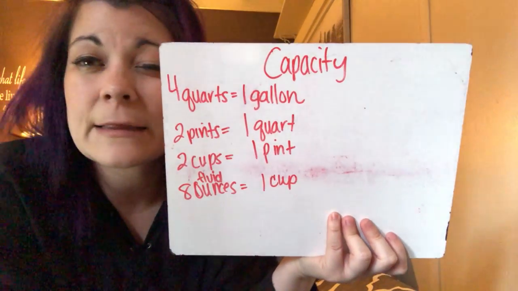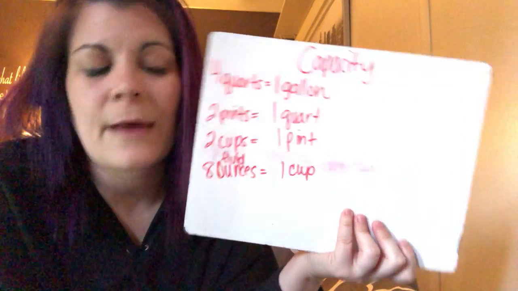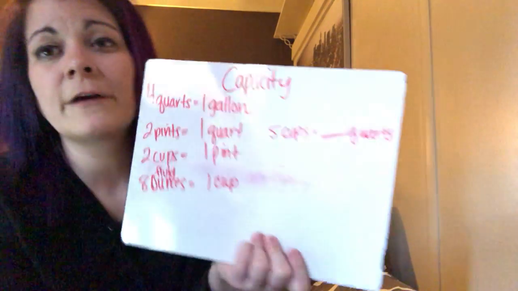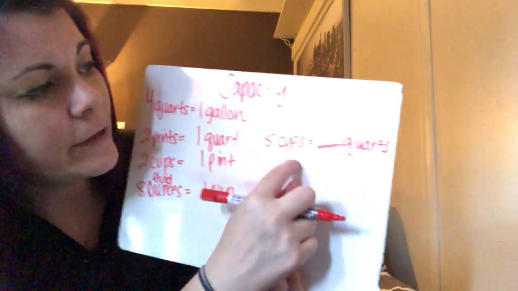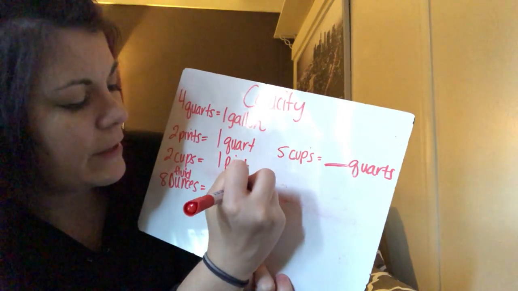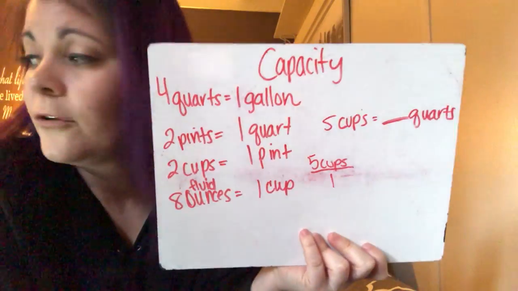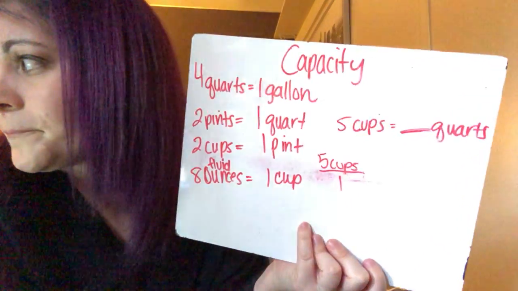And we use the exact same steps that we did. So I'm just going to show you one example because you use the exact same steps. So if I said I want to know 5 cups equal how many quarts? Okay, I'm starting with cups and I'm trying to end with quarts. So I'm going to write my 5 cups right here. And remember, I can put it over 1. So 5 cups over 1.